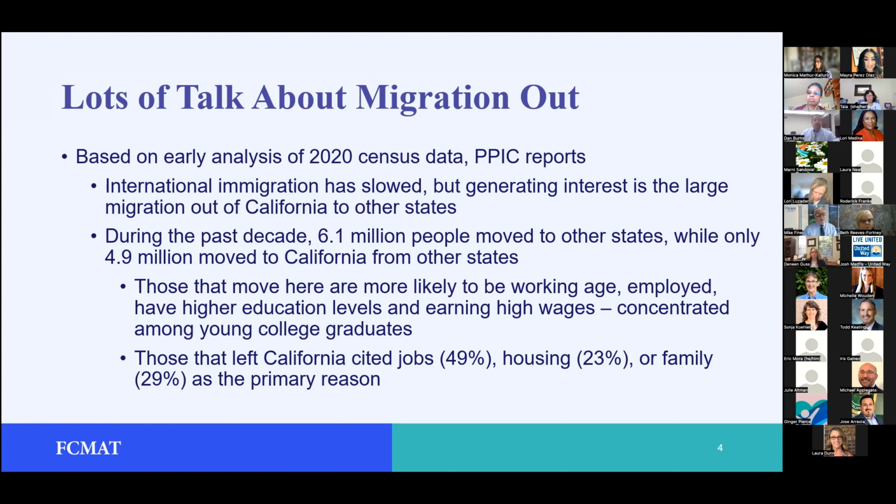Those that move here are more likely to be of working age. They're employed, they have higher ed, they're younger, they're recent college grads, and they have promises of six-figure jobs in most cases. Now, there's good news buried in that, right? If they stay here, they're likely to start a family here. And then our birth rate cycle takes from there, right? Those that left California cited jobs, housing, families, as the primary reason for leaving. But I would also tell you the data points that these are generally lower income, generally households with multiple parties in them, so families that are leaving us. And that would contribute, obviously, to drops in school age populations, right?